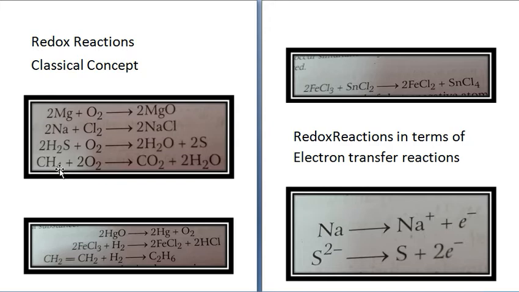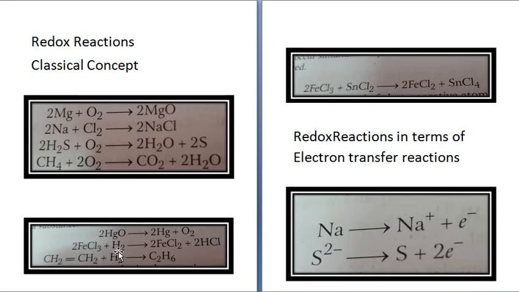CH4 plus 2O2 is giving you CO2 plus 2H2O. In this, H is the electropositive element. H has plus 1 valency, so it has been removed. And in its place, oxygen, which is electronegative, has been added. So, oxidation is addition of oxygen or electronegative element or removal of hydrogen or electropositive element from a substance.